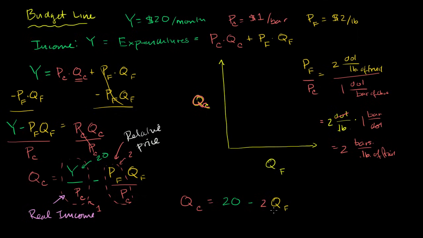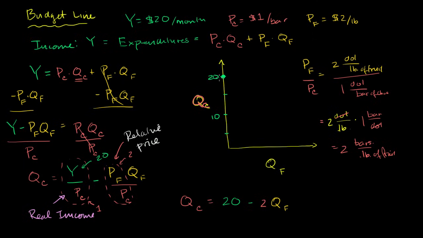And this is fairly straightforward to plot. So if the quantity of fruit is 0, our quantity of chocolate is 20. So this is going to be 20 over here. So this is 20. This is going to be 10. This is 15. This is 5. So this is a point on our budget line right over there.